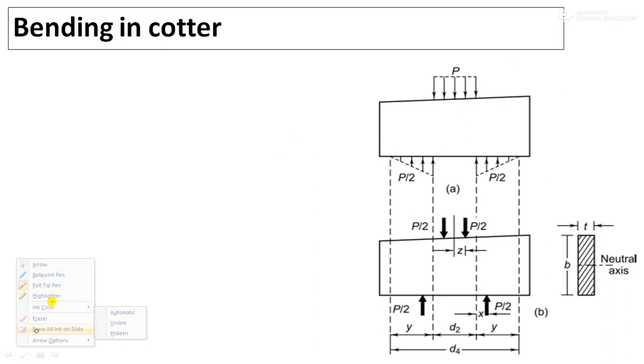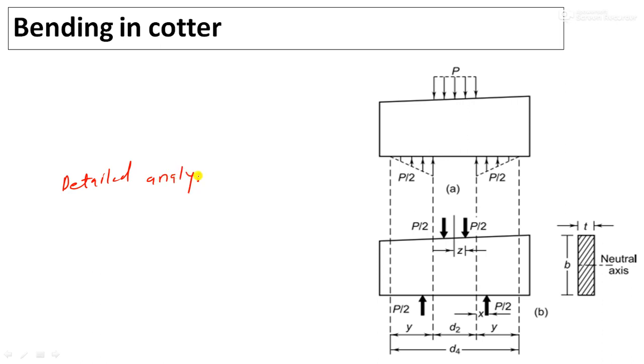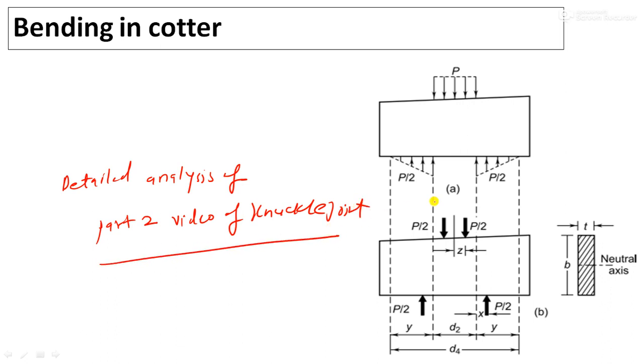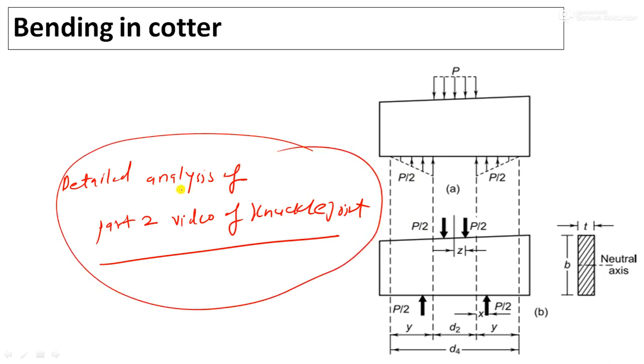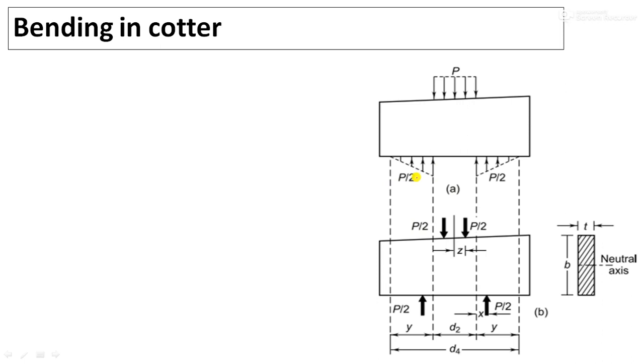Now I will not go into the detailed analysis, because I have explained it in the part 2 video of knuckle joint, because that will be the same, right? How I have used the SOM concept. I'll explain the basic one here, but the detailed analysis you will find in the part 2 video of knuckle joint. So I hope you understand. So this is a triangular portion, and this is a triangular portion, and this is the uniform portion.